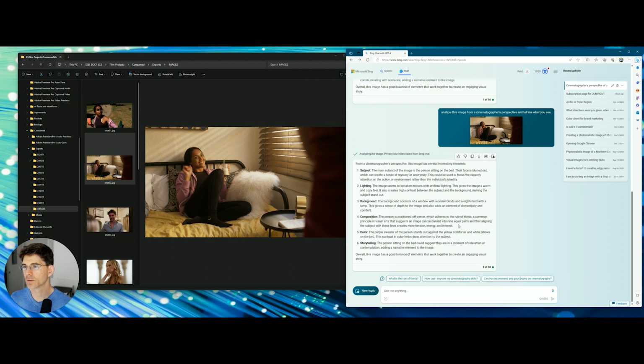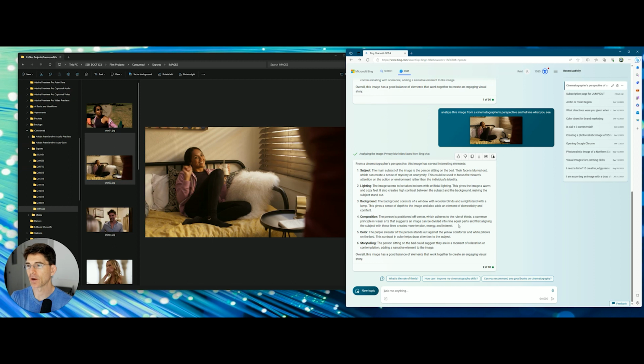Okay, lighting: taken indoors with artificial lighting. Oh, that's really interesting. It seems to say that's artificial lighting. I mean, it could be. It is a film set. This gives the image a warm and cozy feel and also creates high contrast.